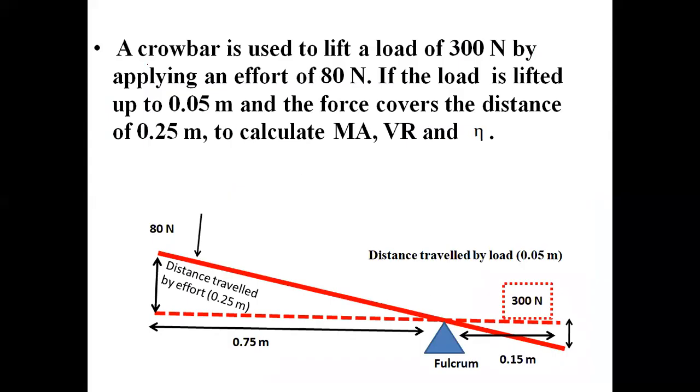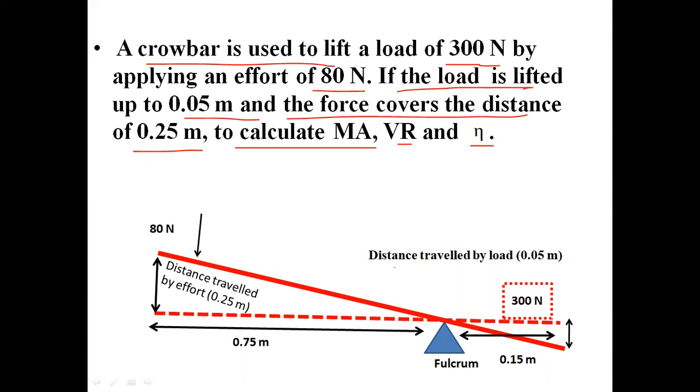The next one: a crowbar is used to lift a load of 300 Newton by applying an effort of 80 Newton. If the load is lifted up to 0.05 meter and the force covers a distance of 0.25 meter, here you have to calculate MA, VR and efficiency. And you can clearly understand from this picture also.